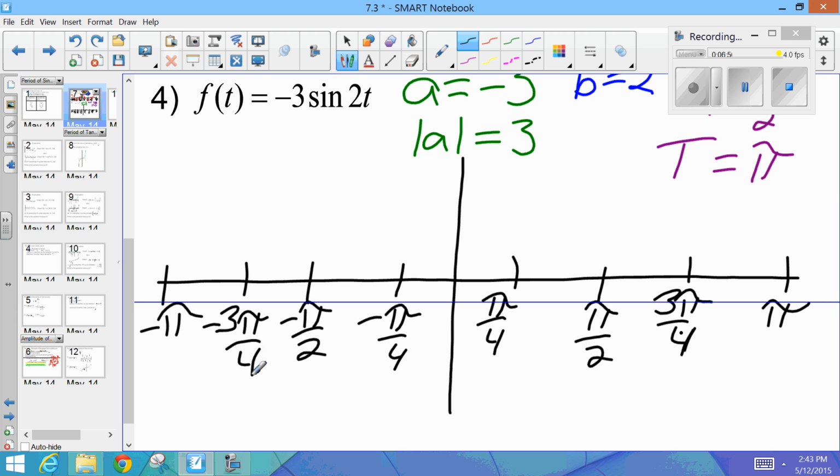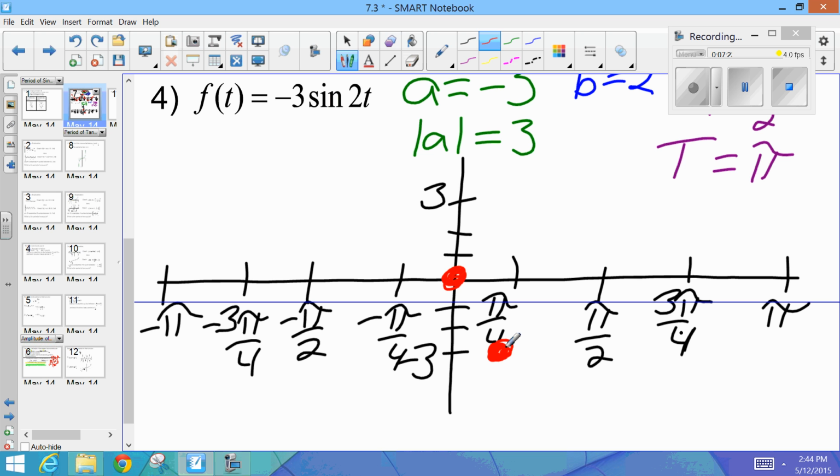Since the amplitude is 3, I'm going to go up 3 on the y-axis and down 3. This is sine. Sine of 0 is 0. And of course, -3 times 0 is 0. So my first point is 0. Now, usually to the right of the origin, we're going to hit a maximum at the next marker. But because this is a reflection across the x-axis, we're going to hit a minimum.